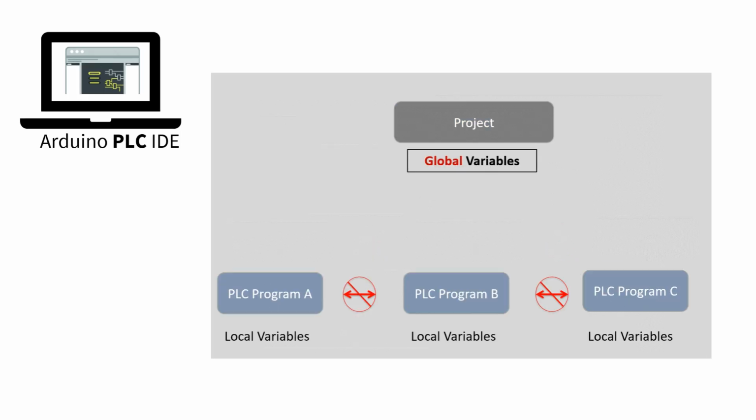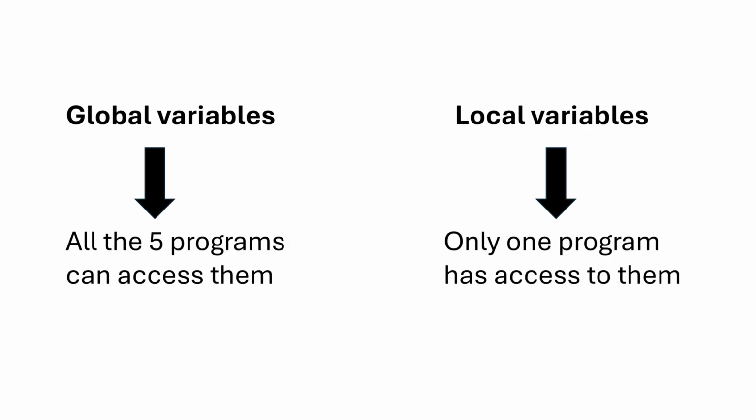Another type of variables are global variables. Global variables can be accessed and be used in any program within the project file. So there are 2 types of variables. Global variables, all of the 5 programs can access it, and local variables, only one program has access to it.